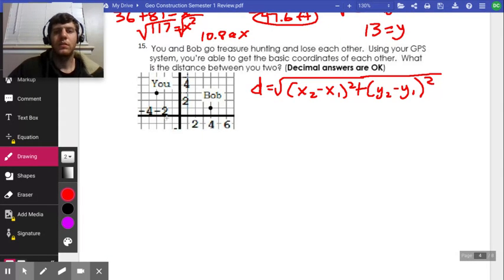Okay, the coordinates here for you are going to be negative 3, 3. And then for Bob, it's going to be 4, 1.